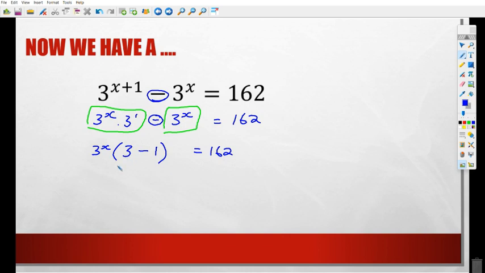I want to simplify this bracket, so I've got 3 to the power of x in a bracket, 3 minus 1 is 2, equals 162.